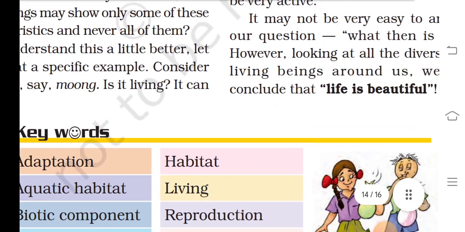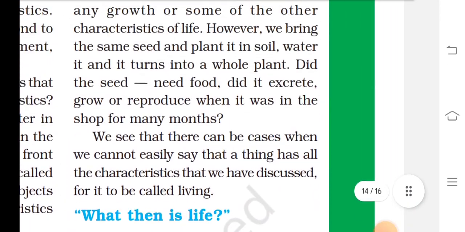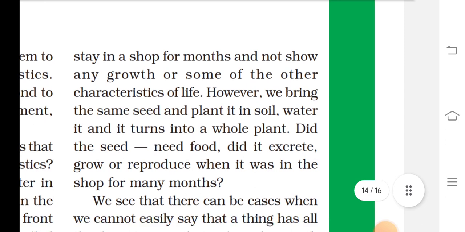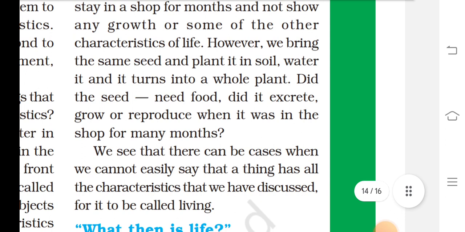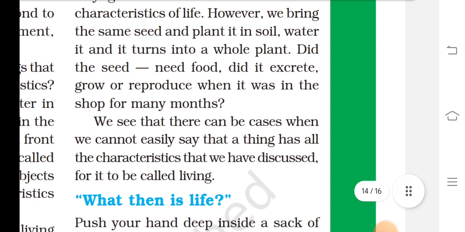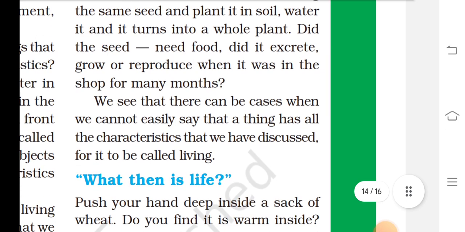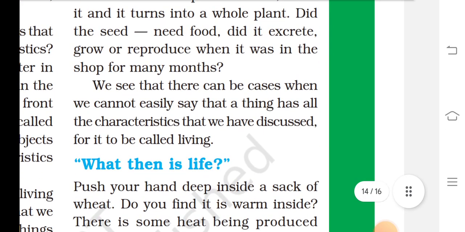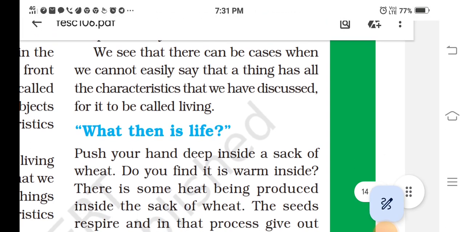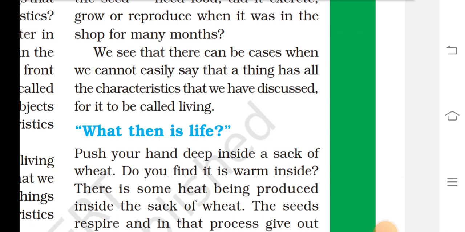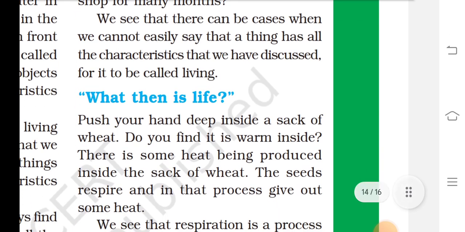Consider any seed, say moong. It is living. It can stay in the soil for a month and not show any growth or some of the other characteristics of living, like how we bring the same seed and plant it in soil and water and it turns into a whole plant. Did you see it need food, excrete, grow and reproduce when it was in the sacks for many months? We see that there can be cases when we cannot easily say that a thing has all the characteristics that we have discussed for it to be called living.